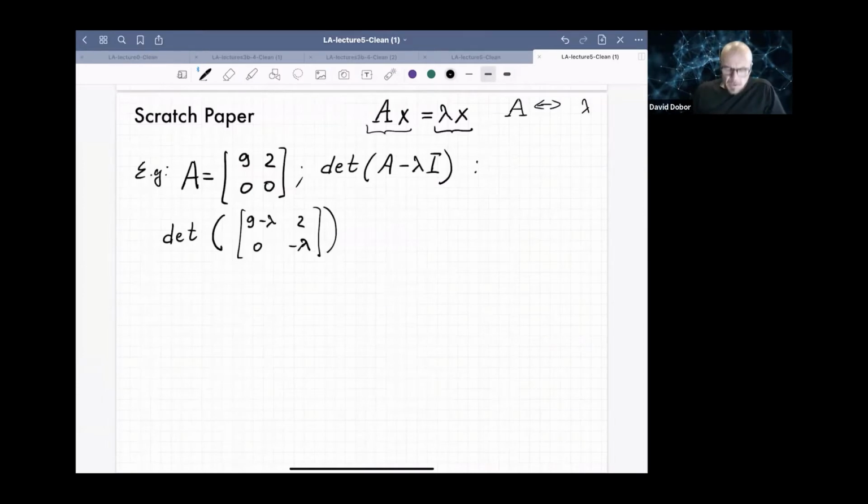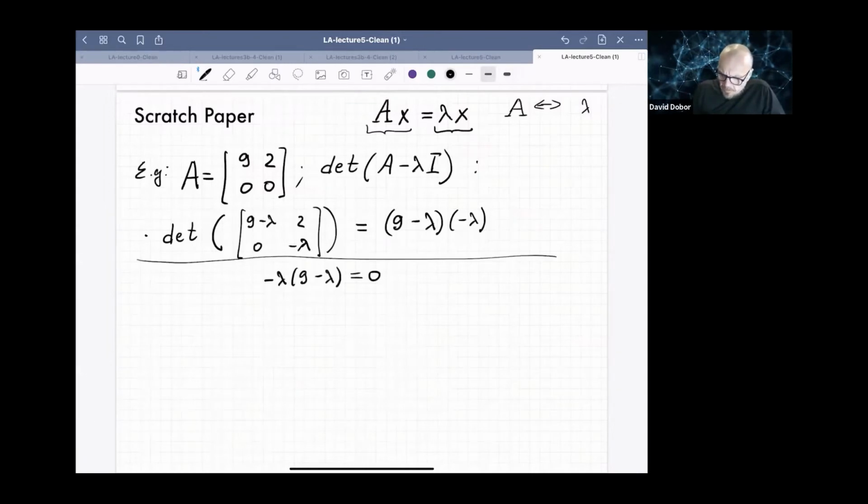Okay, so let's find the characteristic polynomial. In this case, the matrix is small and it has a 0 in just the right place for us to easily write down the determinant. So the determinant of this is going to be 9 minus lambda times minus lambda. Now the next step to finding the eigenvalues is to set the characteristic polynomial to 0 and solve for roots. It follows that the roots are lambda equals 0 and lambda 2 is 9. So I have 2 roots.